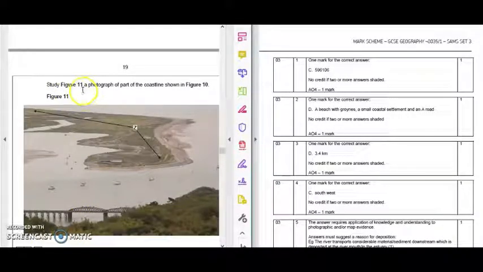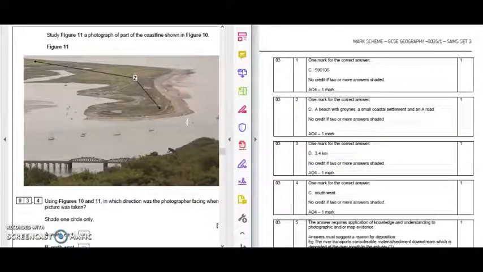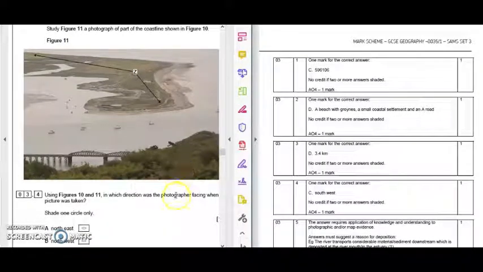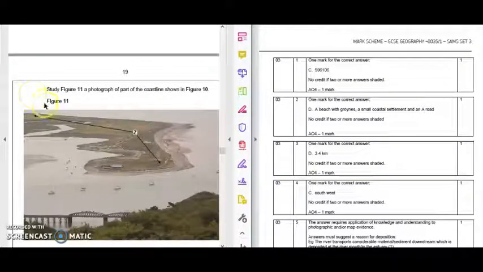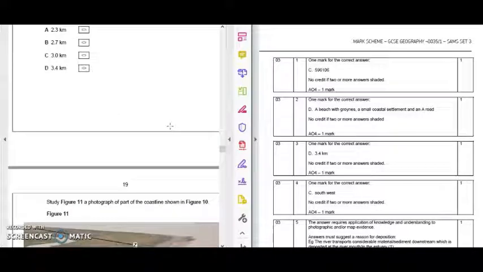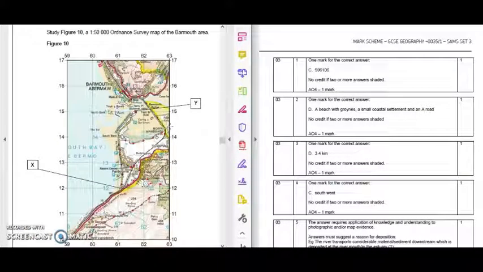Study figure 11, a photograph of part of the coastline shown in figure 10. Using figures 10 and 11, in which direction was the photographer facing when this picture was taken? We've got 4 options. So we've got the spit, and we've also got the estuary and a bridge. So let's see if we can see those on figure 10. Okay, so this might take a little while to find, but think about what we've got. You've got the spit, which is there. You've got the estuary here, and then you've got in the foreground the bridge going across.